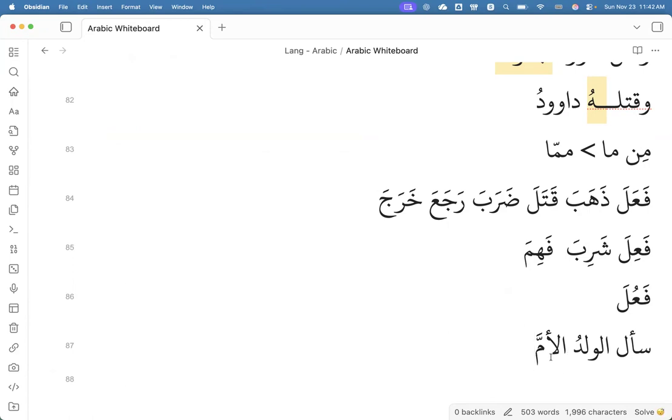If I want to say his mother, I will say ummahu, but then I will have to drop the al. I have to drop the al because I can't have a pronoun suffix with al. There is never a pronoun suffix with an al. Whenever there is a pronoun suffix, the al drops. سأل الولد أمه. Okay?